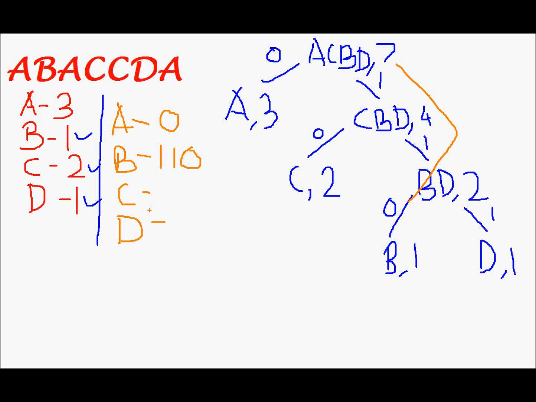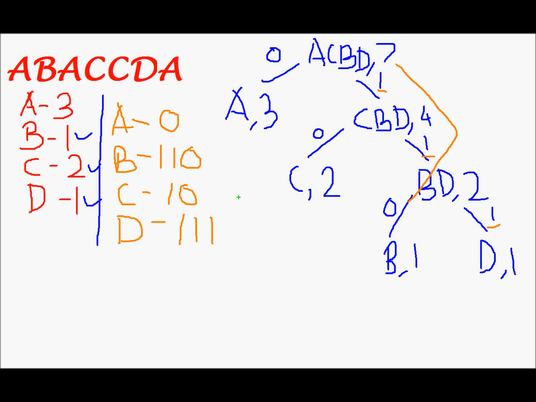Next is C. To reach C from the root we shall first reach CBD and then C. So it is 1 and 0. So the Huffman code of C is 10. To reach D we shall reach CBD, then BD and then D. So that is 1, 1 and 1. So the Huffman code of D is 111. Now we have the code for each of these symbols.